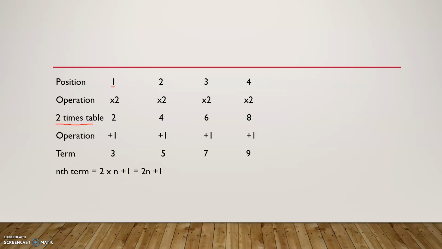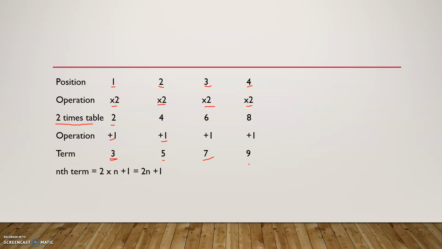So this is our position number 1, 2, 3, and 4. And then the operation which we are doing is times by 2 for each position. So 1 times 2, which is 2, and then we have to add 1, then we'll get our first term, which is 3. And then 2 times 2, which is 4, then we add 1, we get 5. Similarly, for position number 3 and 4, we go 7 and 9.